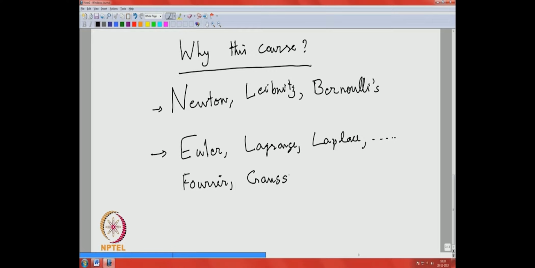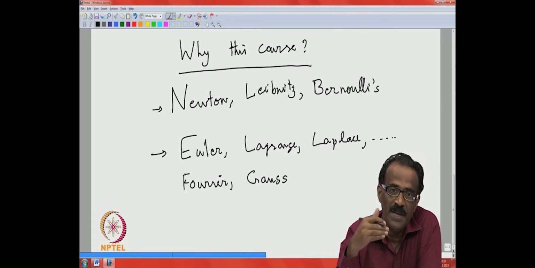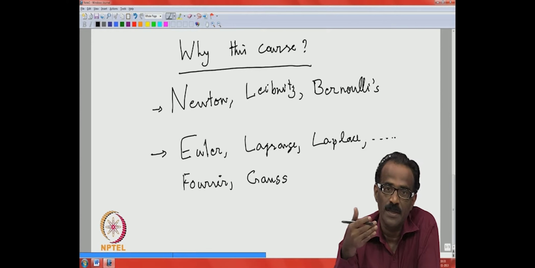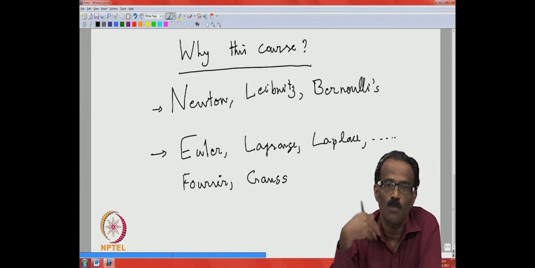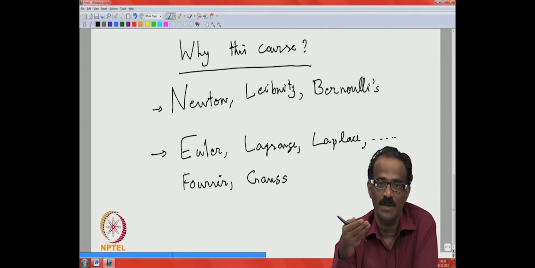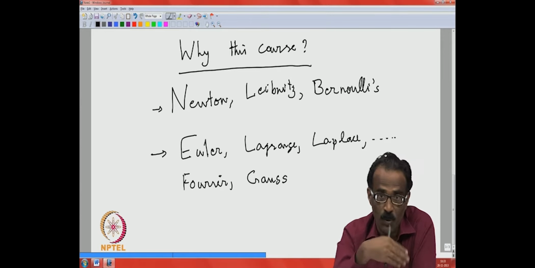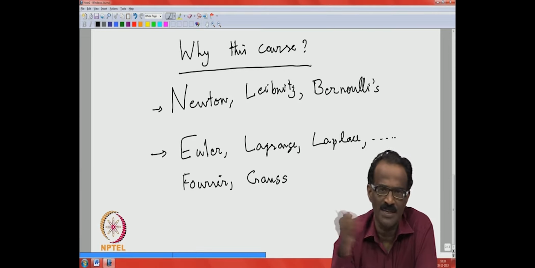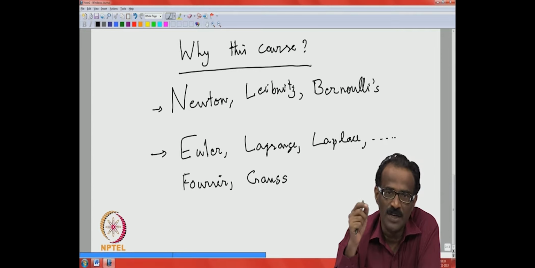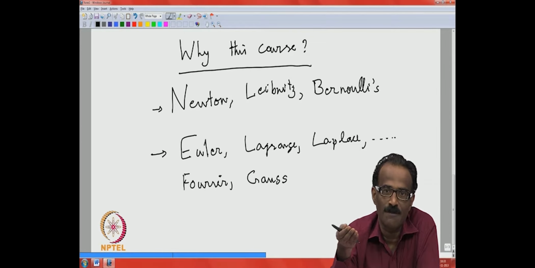If you look at the early part of this subject, the main issue was to address physical problems. If you have a particular physical problem, you model it and the model turns out to be differential equations, maybe ordinary differential equations, partial differential equations or integral equations, anything. So the issue was to solve that differential equation.